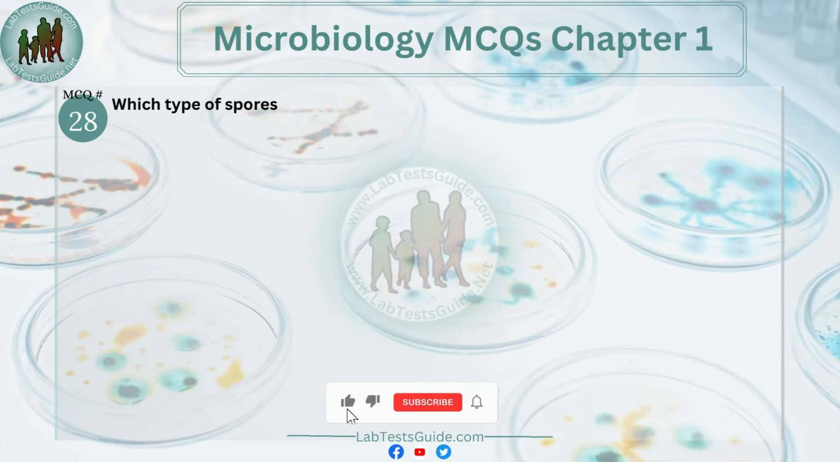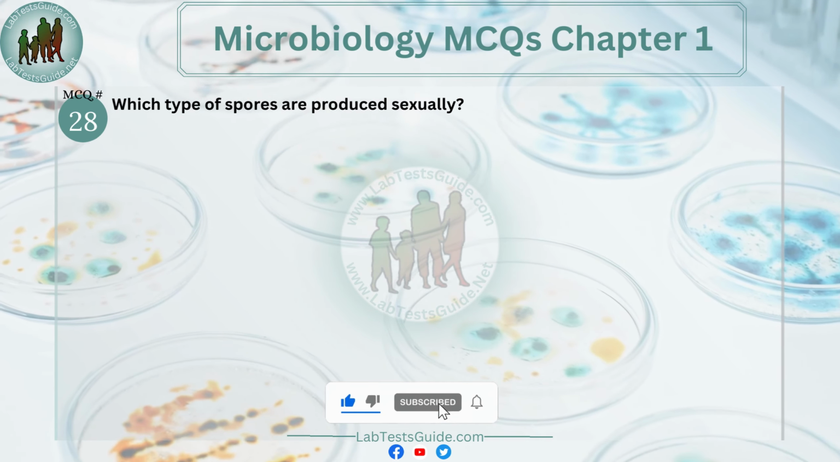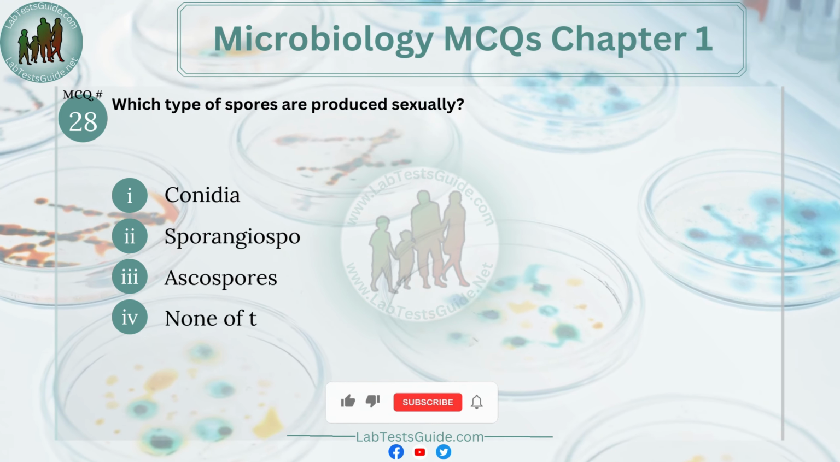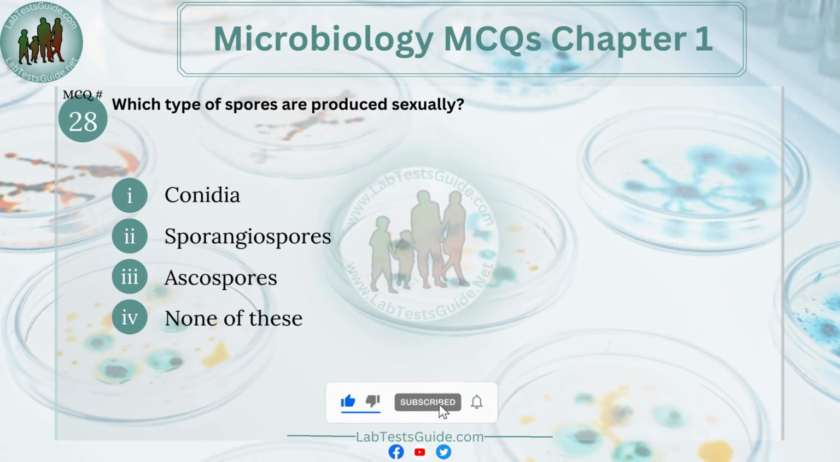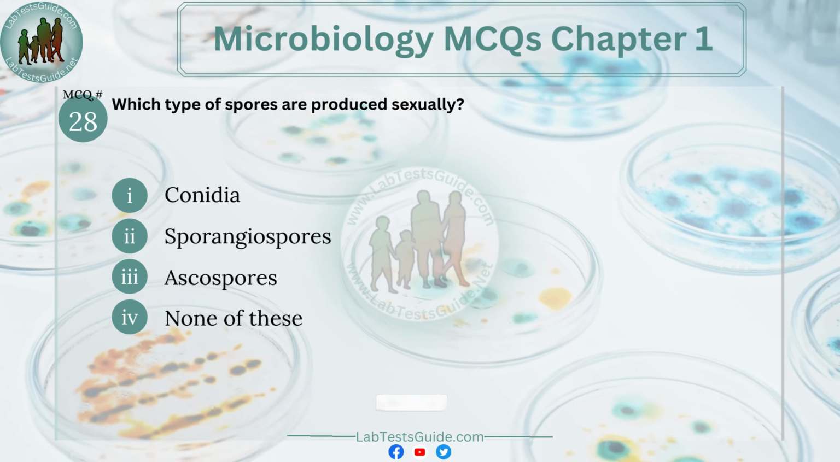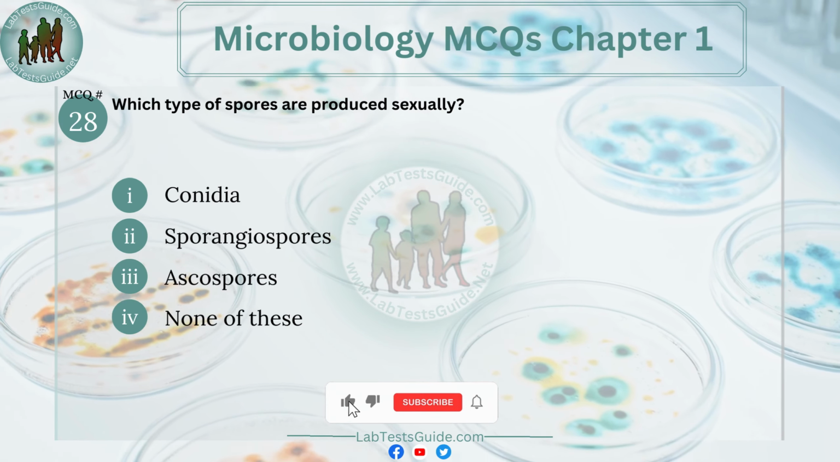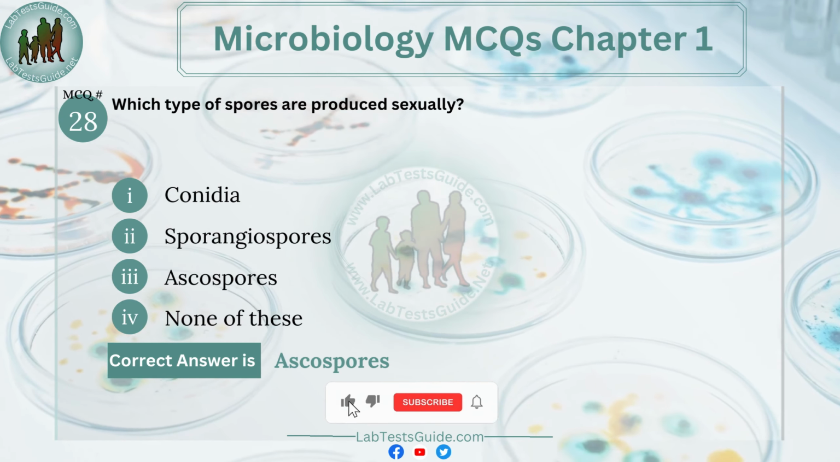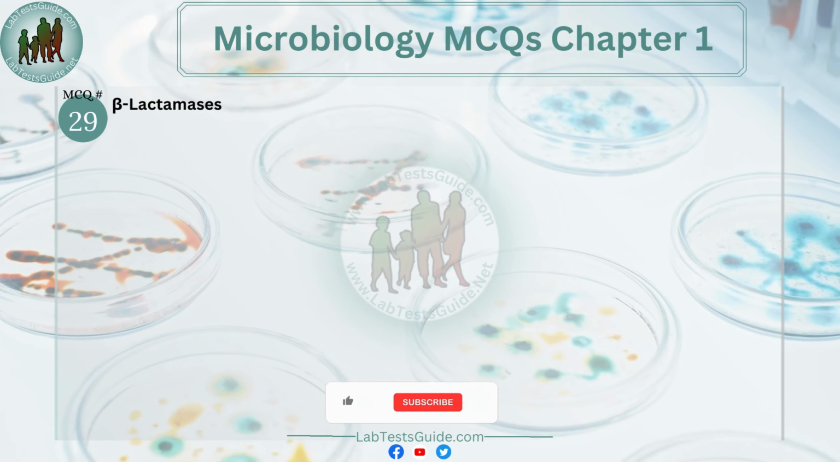Question number 28. Which type of spores are produced sexually? Option number 1, Conidia. Option number 2, Sporangiospores. Option number 3, Ascospores. Option number 4, none of these. Correct answer is Ascospores. Question number 29.